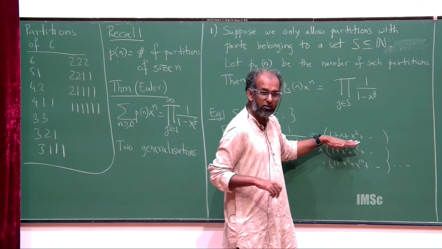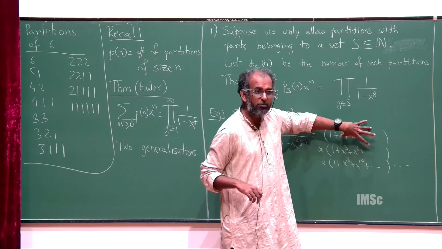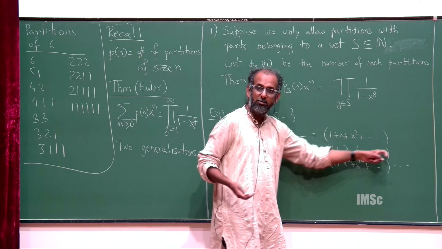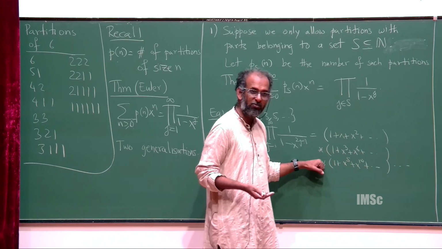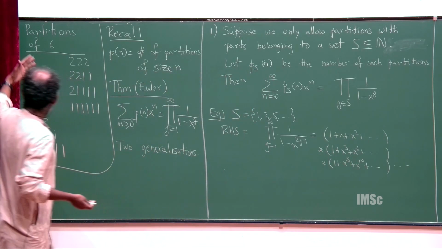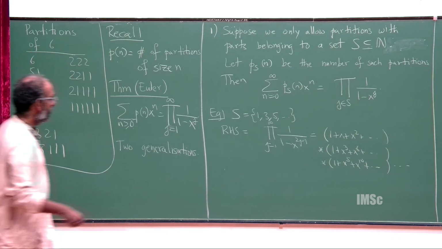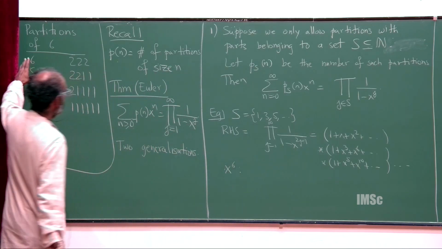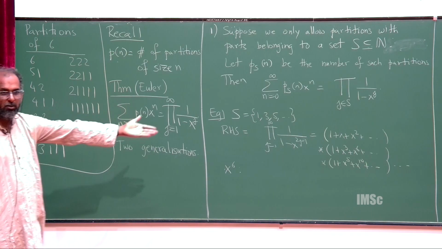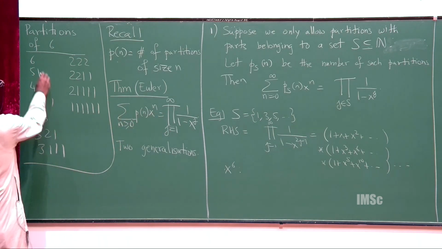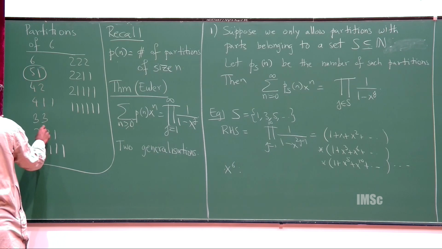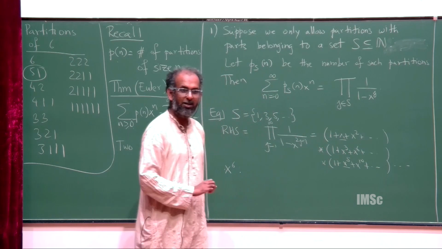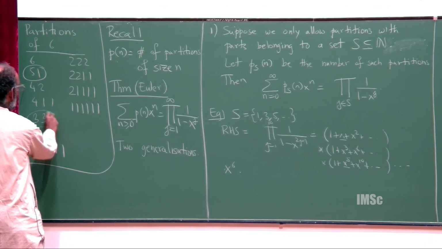Now if you just recall what we did from last time, any factor that comes from here will count how many times 1 appears, exactly. Any factor that comes from here will tell us how many times 3 appears, how many times 5 appears, and so on. So for example, look at x power 6. To get x power 6, we cannot get 6 because we are only allowing odd parts. So we will get this one, 5, 1. So how do we get 5, 1? I will get 1 x power 5 and 1 x, right? How will I get 3, 3?